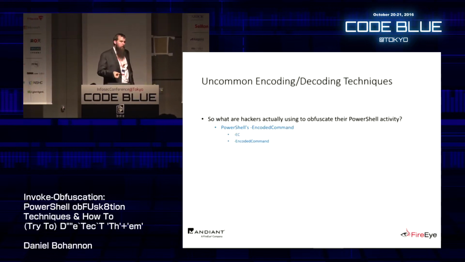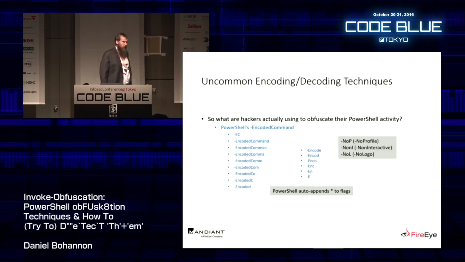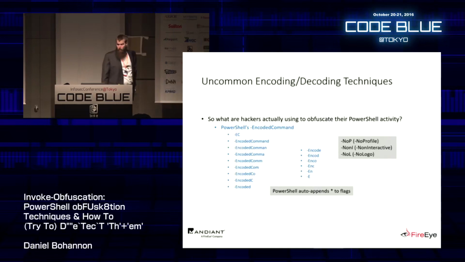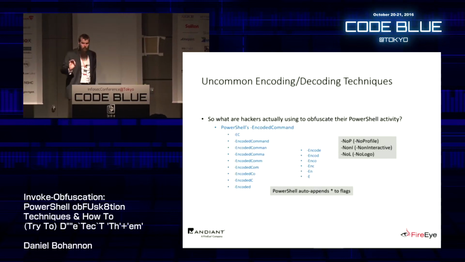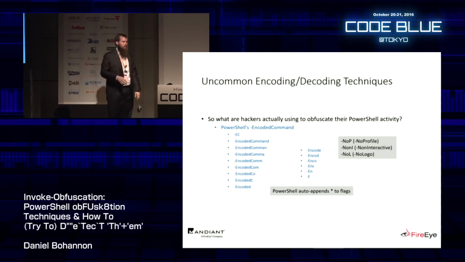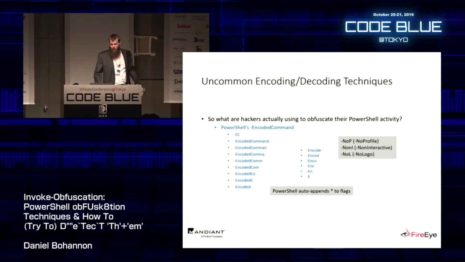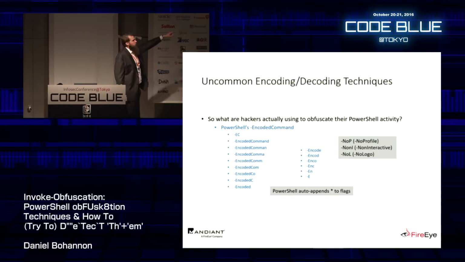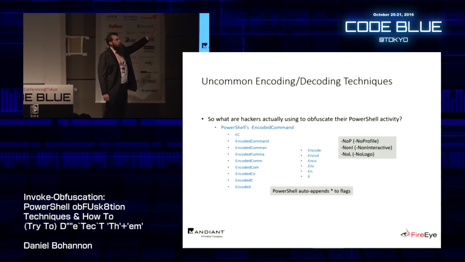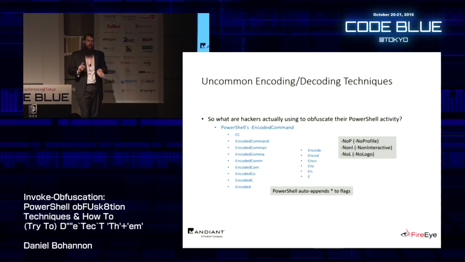So PowerShell gives us encoded command, and they give us EC. But I want you to look closely because that also works, and that works. Actually, all of these work because PowerShell will automatically append a wildcard to the end of a flag when it's doing its parameter binding. So now we have to be really careful with how we're looking for encoded command because there's all these options. This is why for no profile, non-interactive, no logo, you have NOP, NANI, null, because that's the shortest substring you can have to match on that one flag.